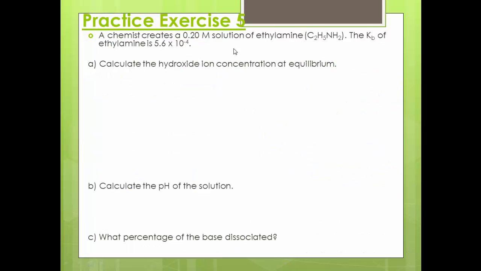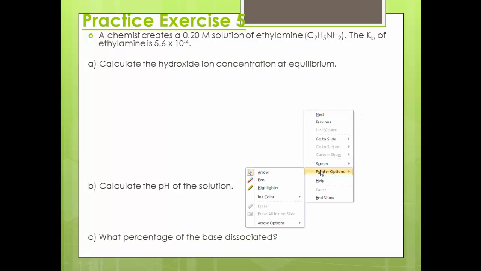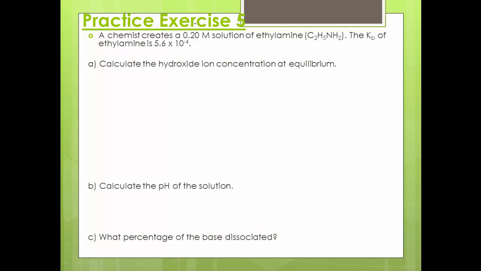All right, so our next problem is going to be different because we're dealing with a base. So this one says, let's get to a good color. A chemist creates a 0.2 molar solution of ethylamine. So this is our chemical. The Kb of ethylamine is given as 5.6 times 10 to the negative 4.